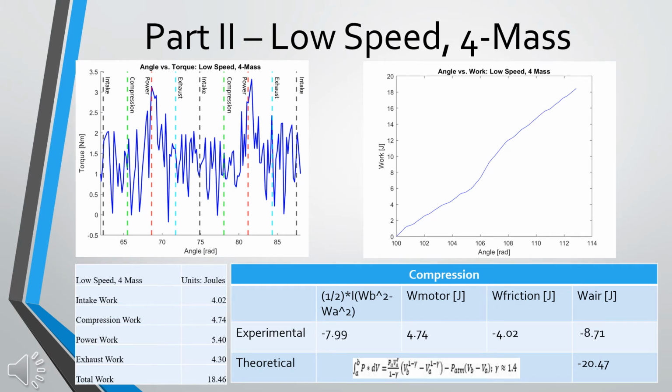For each of the 6 test cases, we display the angle versus torque and angle versus work plots for 2 4-stroke cycles of the IC engine, where each stroke is separated by 180 degrees of rotation. As expected, the motor work in the compression and power strokes are similar, as well as the intake and exhaust strokes. Our experimental work due to the air was less than half of the theoretical work due to air.